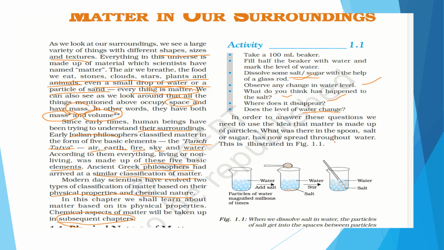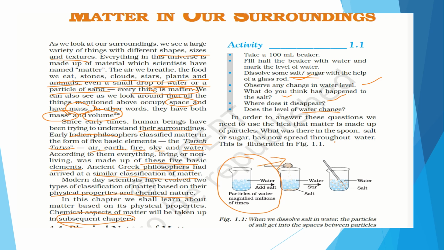In order to answer these questions, you need the idea that water, and whatever is mixing in water, are made of particles. They are in particulate form. So what was there in the spoon, salt or sugar, has now spread throughout the water. So we can say these are particles of matter, of water, magnified millions of times.